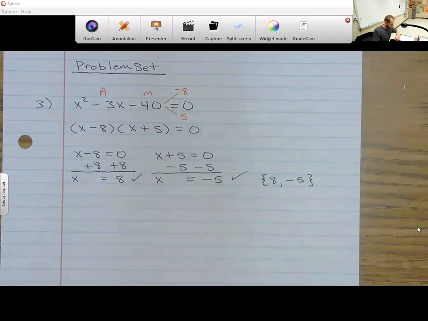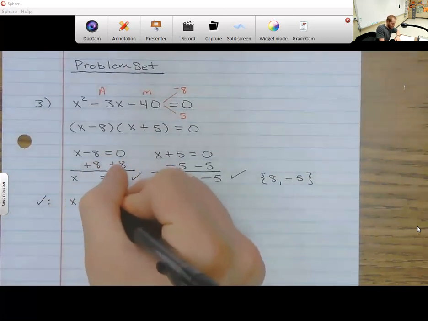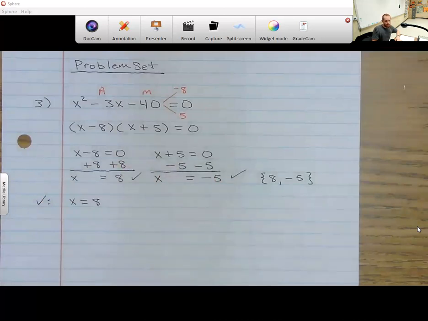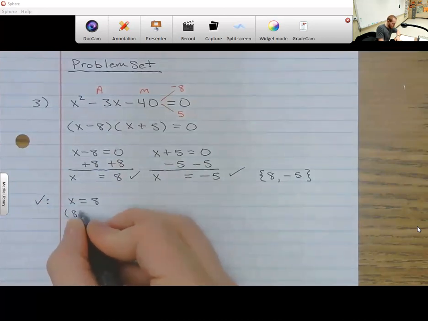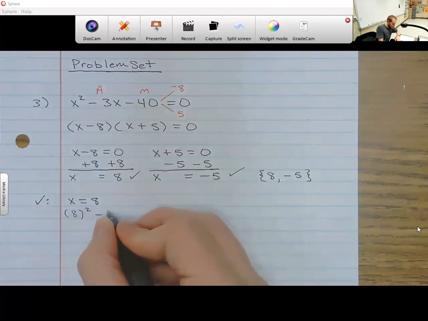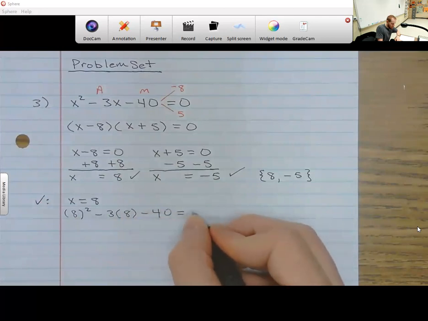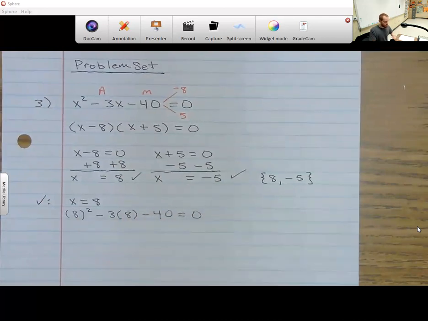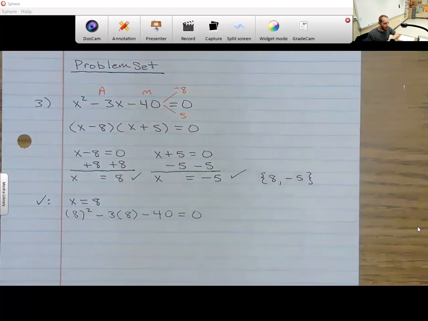Okay? So how do I check this? Well, I'm going to let x be 8 and see what happens. And then after that, I'm going to let x be negative 5 and see what happens. So here, I'm just going to let x be 8. So I'm going to get 8 squared minus 3 times 8 minus 40 should hopefully give me 0 when it's all said and done, because that's the equation that I started off with. Okay? So I'm just letting x be 8, and I'm seeing what happens. And hopefully I get a 0 equals 0 at the very end. That's how I know I got it right.